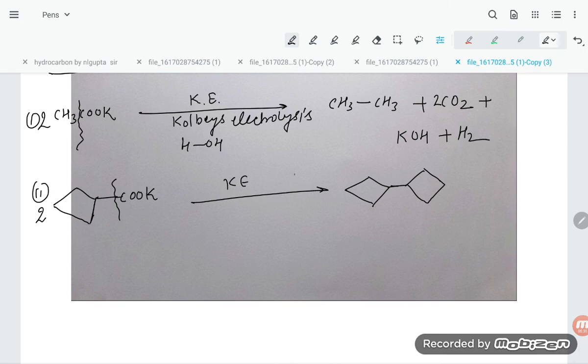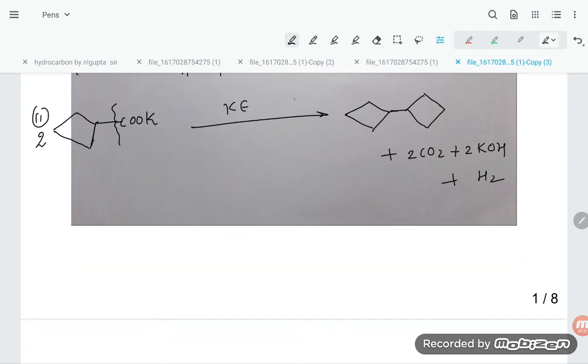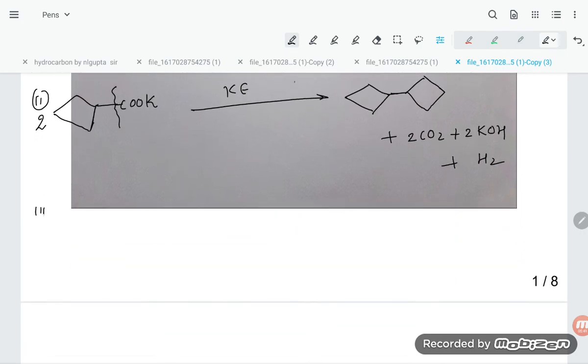That is our product. What will remain, students? 2 mole of CO2 plus 2 mole of KOH, plus hydrogen gas will be released as usual. Okay, suppose, dear students, what is there in the third case?